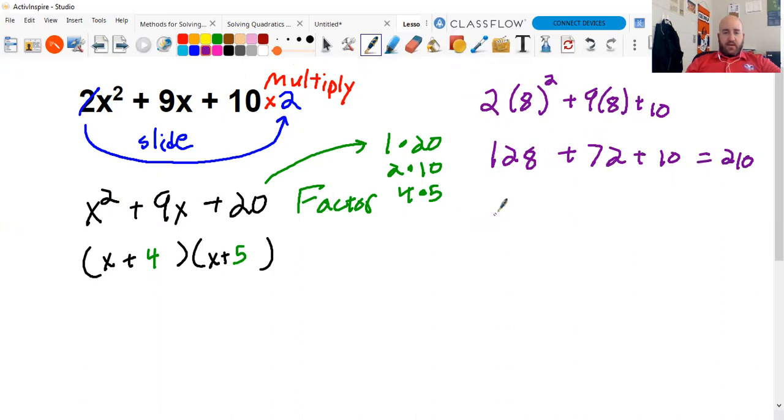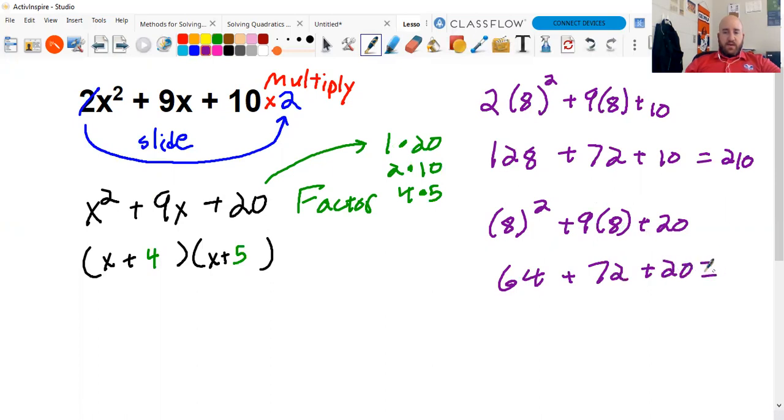I plug 8 in down here. I'm going to get 8 squared plus 9 times 8 plus 20. 8 squared is just 64. I don't have the 2 to multiply it by to get me 128. Plus 72 plus 20 is going to be 156. So I plugged in 8 here and here, and I did not get the same answer. Okay, you don't have to write that. Let me clarify. You don't have to write that. I'm showing you that these equations are not really equal, okay?